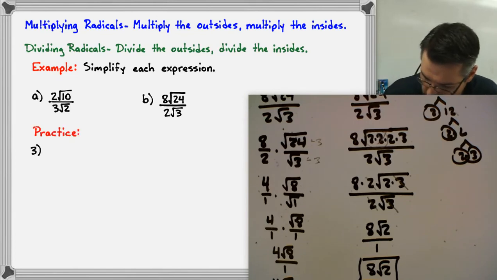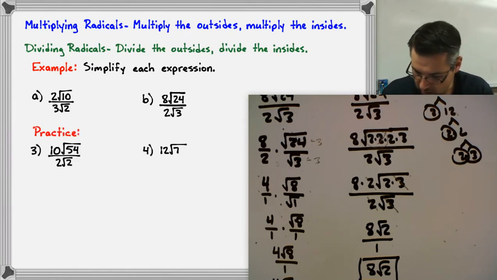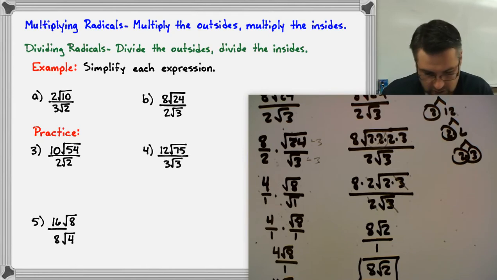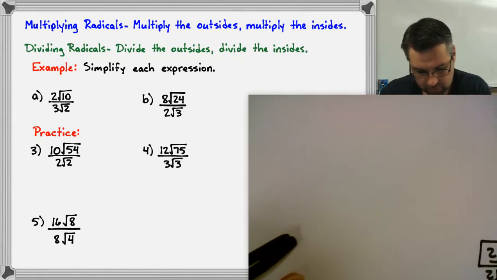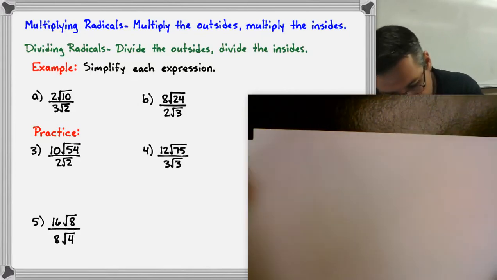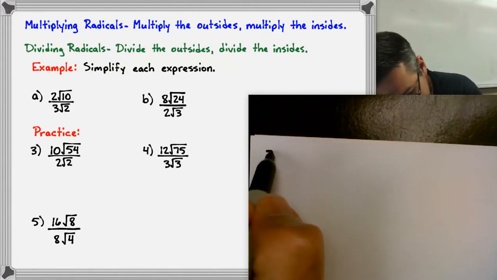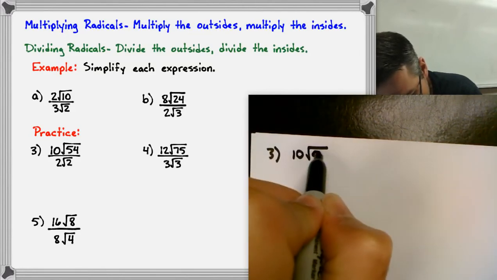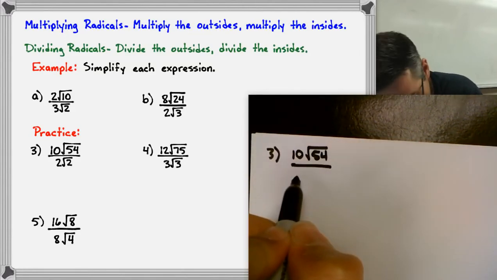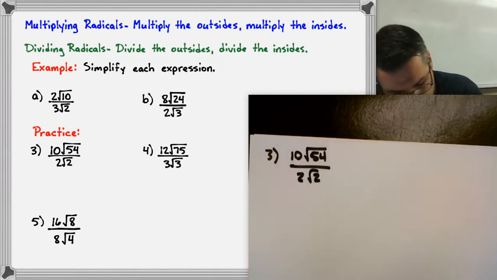All right, so let's take a look at 3 more practice problems. You guys go ahead and do these, and then come back and see how you did. All right, for number 3, we have 10 radical 54 over 2 radical 2.